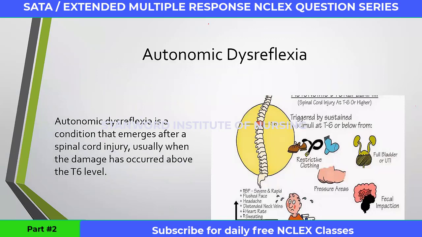Okay. So firstly, here we will discuss autonomic dysreflexia. The name indicates autonomic, meaning it is related to the autonomic nervous system. It is a condition that emerges after a spinal cord injury, usually when the damage has occurred above the T6 level. You can see here the diagram.